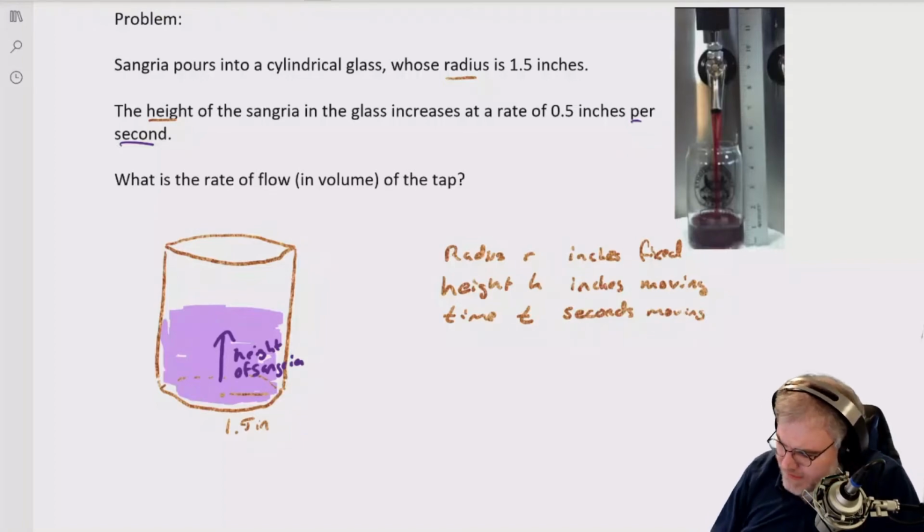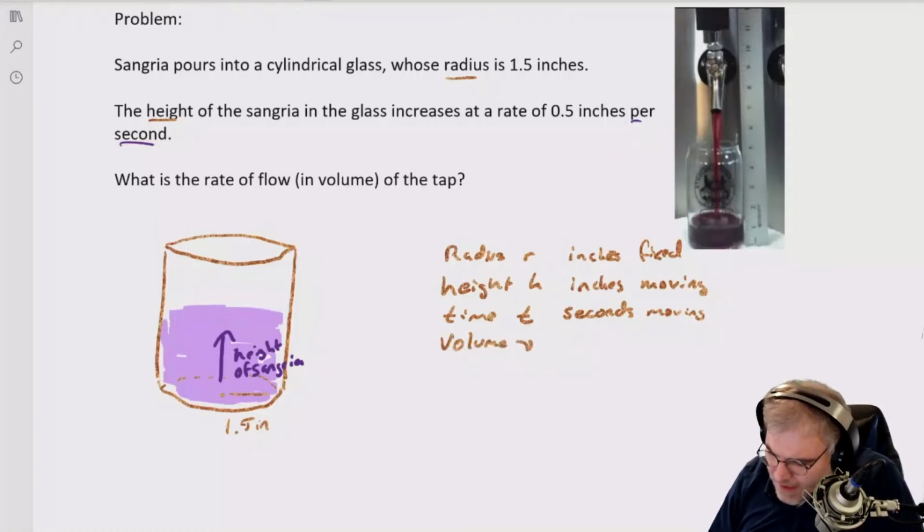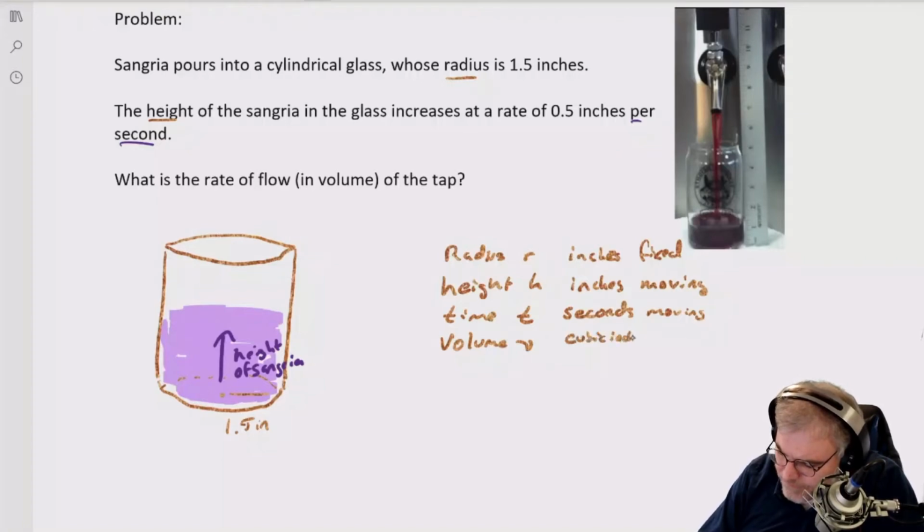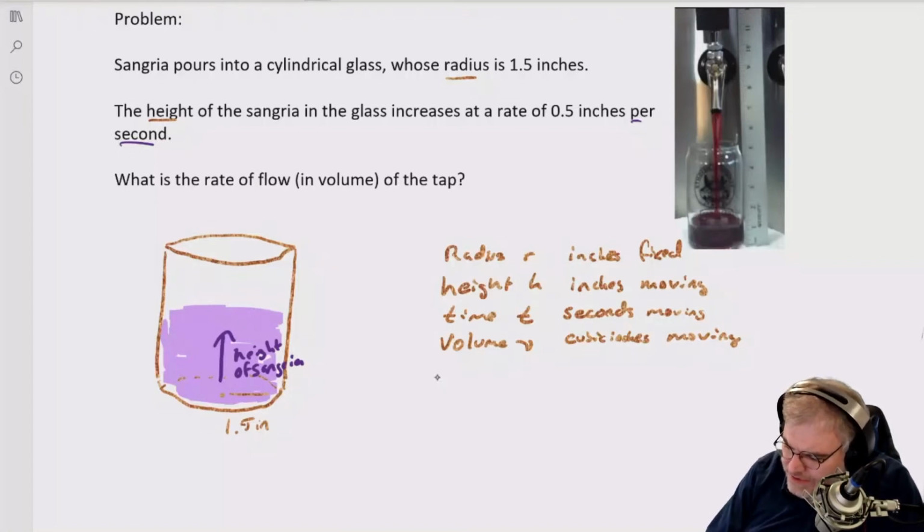Now, volume is another thing that's changed. So I got volume, V. And I don't have a unit associated with it, but I see inches here, inches here. That means I'm going to get cubic inches. And the volume changes. So we'll call that a moving. Then I've got rate of height changing, and rate of volume.